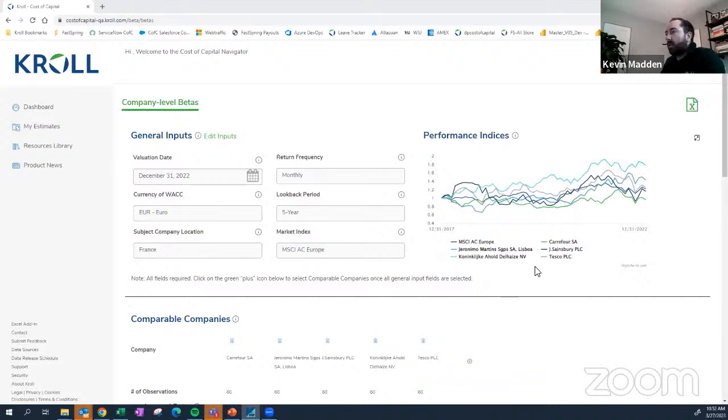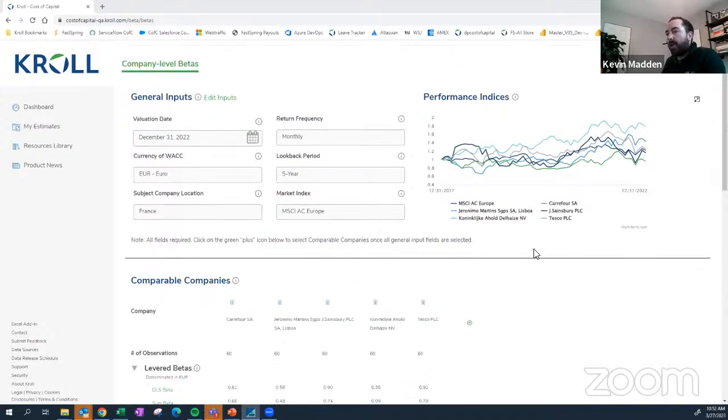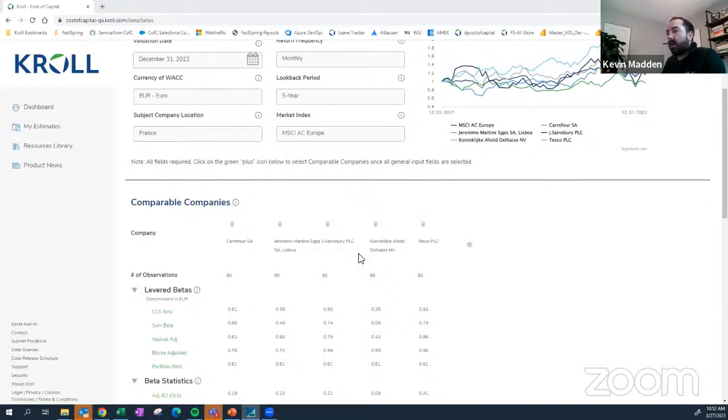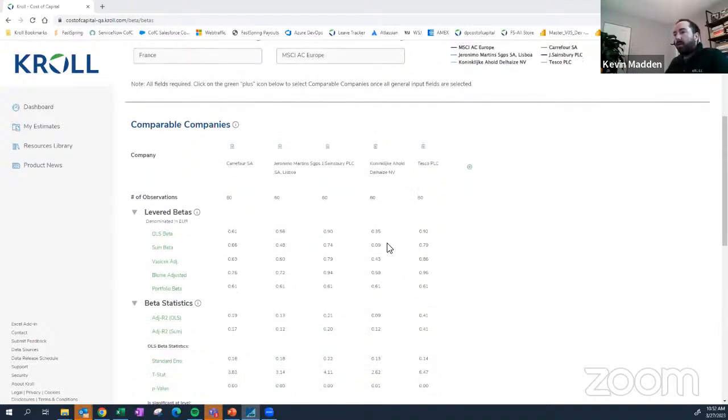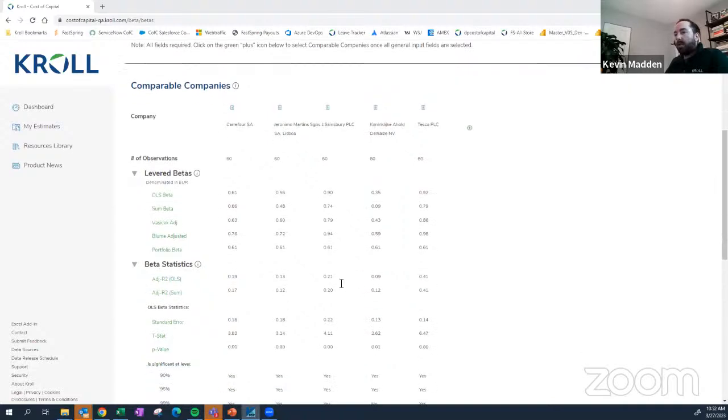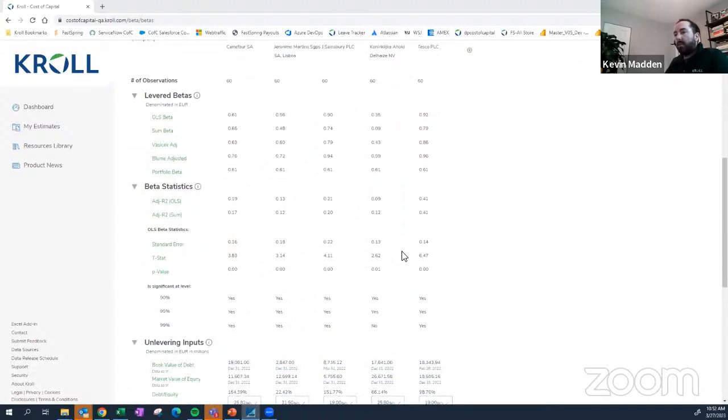We can see these are going to be the returns put into an index chart, and we can see how our comparable companies perform against our market benchmark, which is our MSCI All Country Europe Index. And then we've gone down and selected our comps. We can add more to our analysis, up to 10. And then, once we've selected our comps, we have our levered betas. We move on to the statistical quality of our betas.